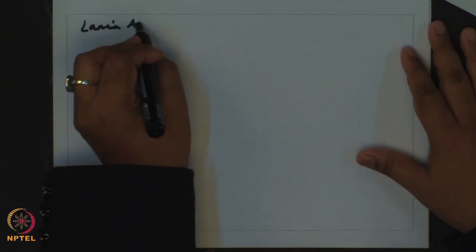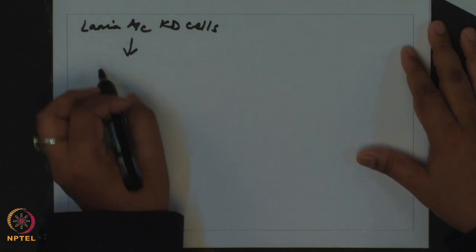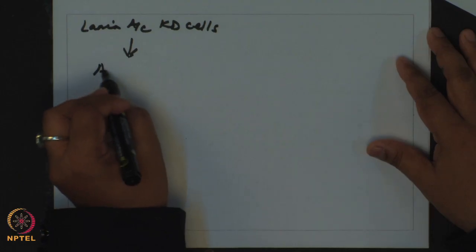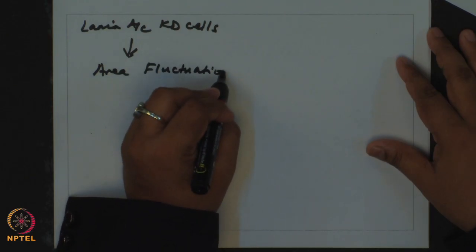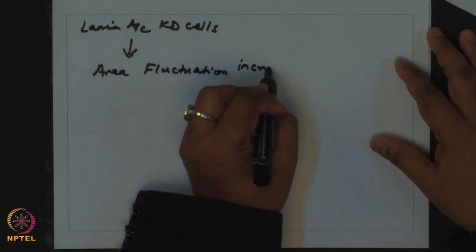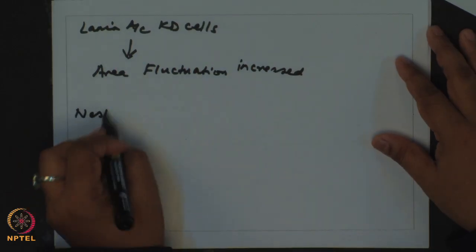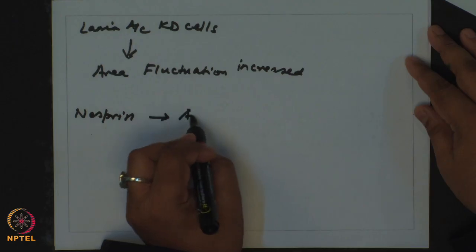They also did experiments with Lamin A/C knockdown cells. They also found that with this, on the circular patterns, the extent of area fluctuation increased. Increased. They did experiments by perturbing Nesprin, and still they observed area fluctuations.